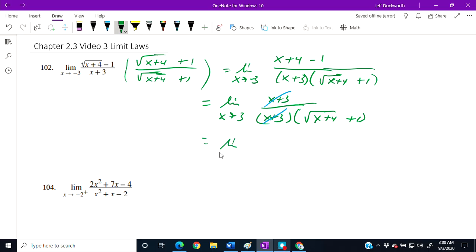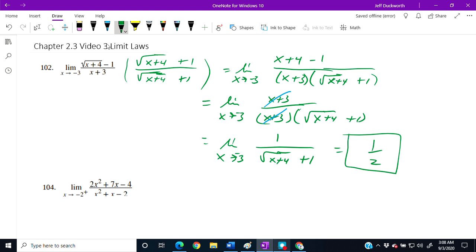So this is the limit as x approaches -3 of 1 over root x plus 4 plus 1. And when we plug in the -3, that's going to be 1 over 2, so that's going to equal 1/2. And I need to write the limit symbol until I actually take the limit, then it needs to be removed.